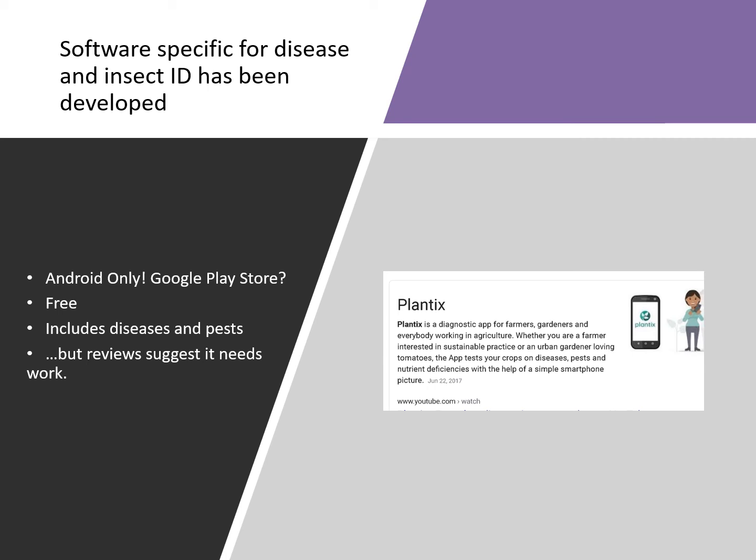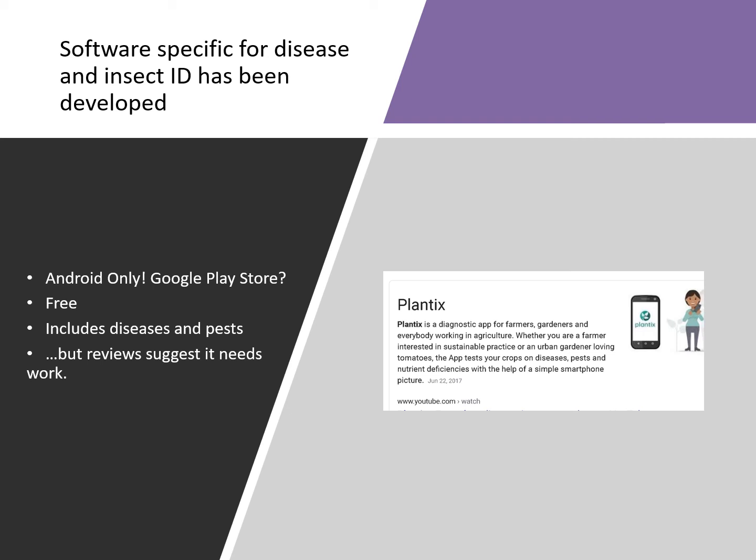Another thing out there is that there are new apps used just for plant disease diagnostics. One of them is called Plantix, and it's supposedly being pitched as a diagnostic app for farmers, gardeners, and everybody working with agriculture. But I think this has really good potential, and I don't want to put it down because it's pretty amazing. I looked at it through the internet and YouTube videos that users and also the developers have made. I think it's for Android only.